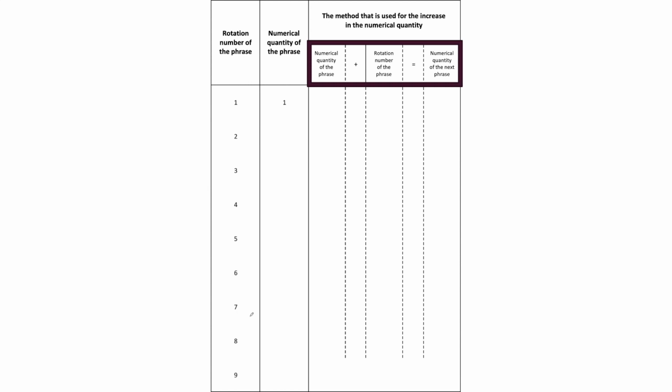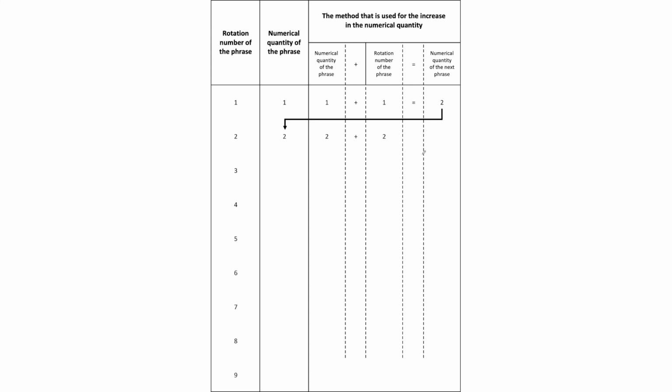Numerical quantity of the first phrase is 1, and rotation number of the first phrase is 1, and he adds the numbers together, and that makes 2. 1 plus 1 makes 2. And this is the numerical quantity of the next phrase. The same formula. Numerical quantity, the number of notes in the phrase. There are two notes in the second phrase, and this is the second phrase. 2 plus 2 makes 4.